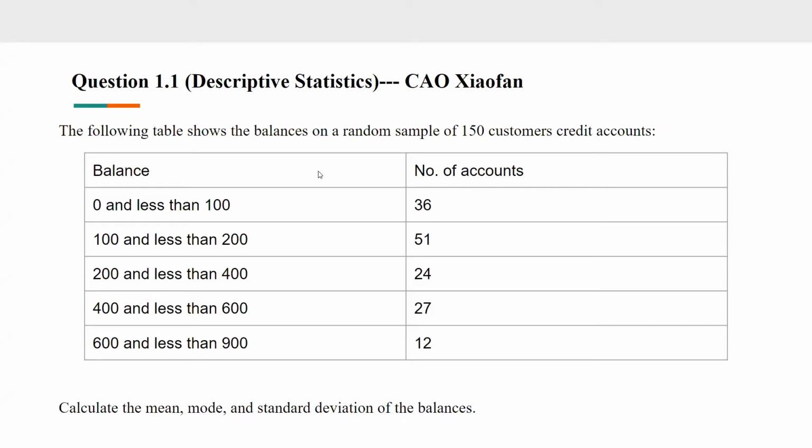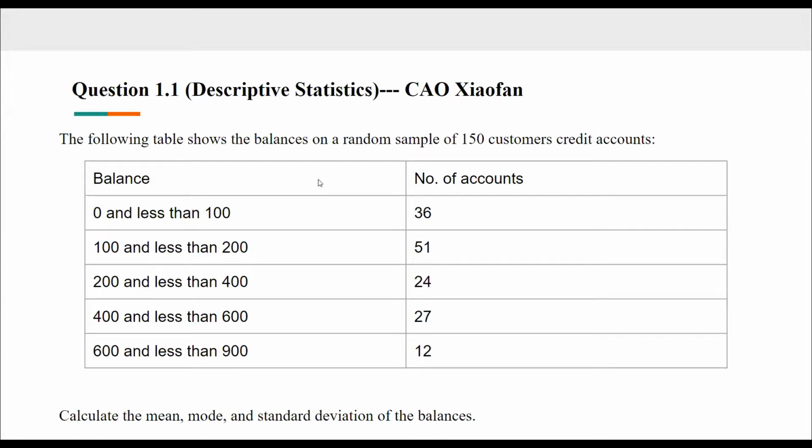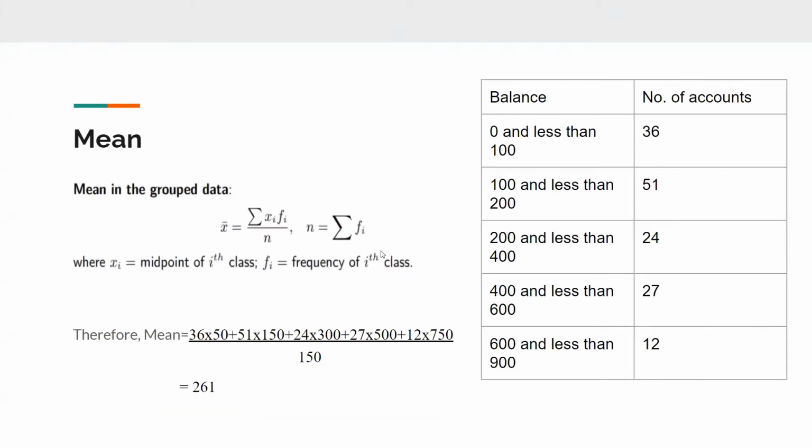Now, let me start off with question 1.1. The following table shows the balances on a random sample of 150 customers' credit accounts. And here is the table. It asks us to calculate the mean, mode, and standard deviation of the balances. So first, let me calculate the mean.